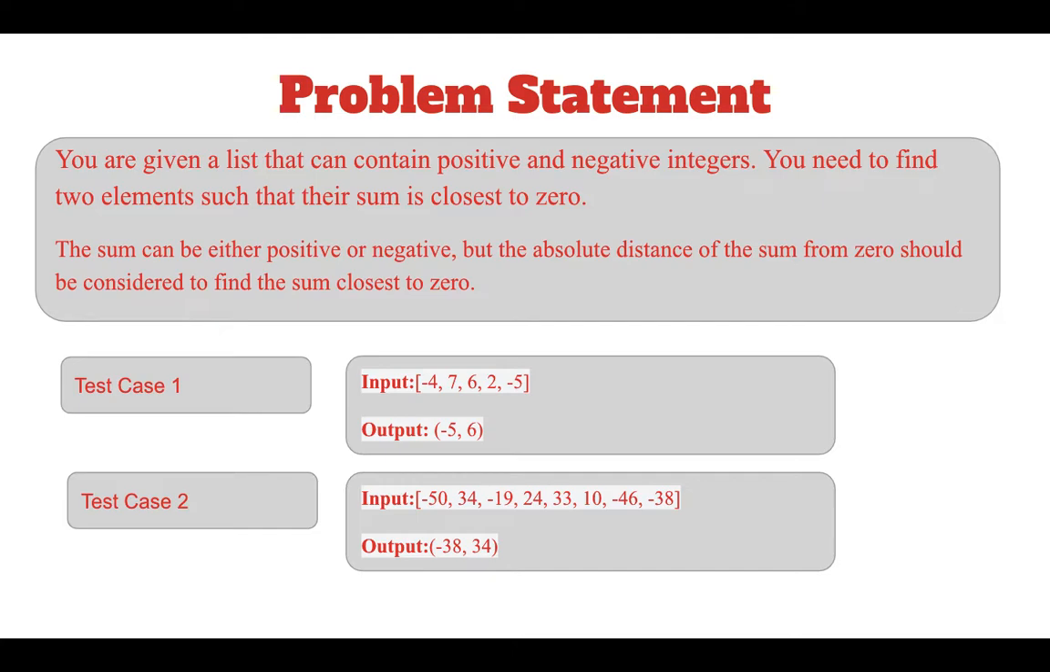For example, the test cases we'll talk about: if you have an input list of -4, 7, 6, 2 and -5, you should get the output as -5 and 6, as the sum of these two is 1, which is closest to 0, as we have nothing whose sum is equal to 0. Similarly, in test case 2, if you see the following input, your output should be -38 and 34.